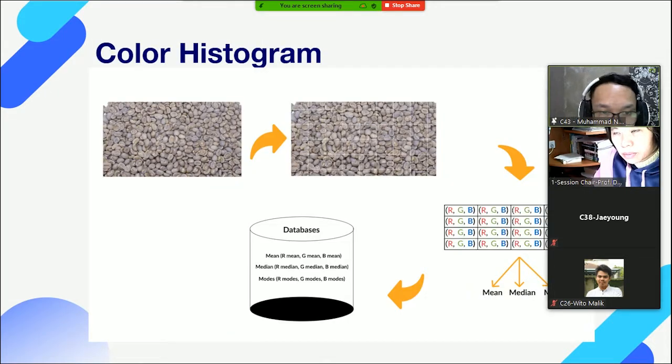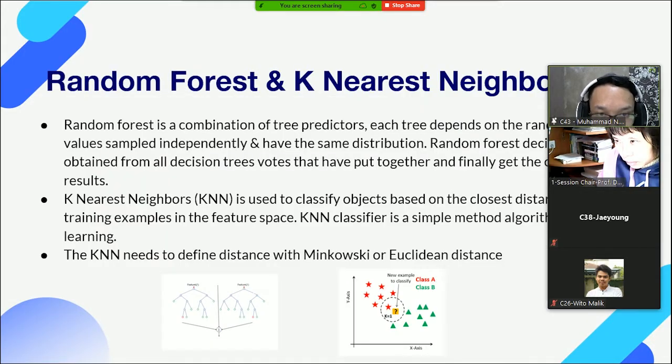This is for the color histogram. We use the color histogram to approach the color feature of the image. For each pixel of the image, we calculate the R mean, G mean, B mean, and also the median and mode. So there will be 9 features from the RGB.